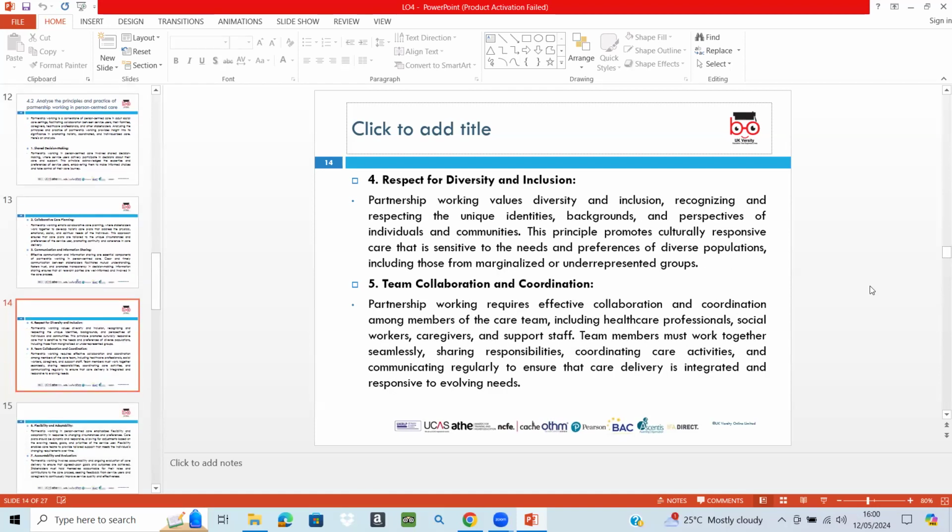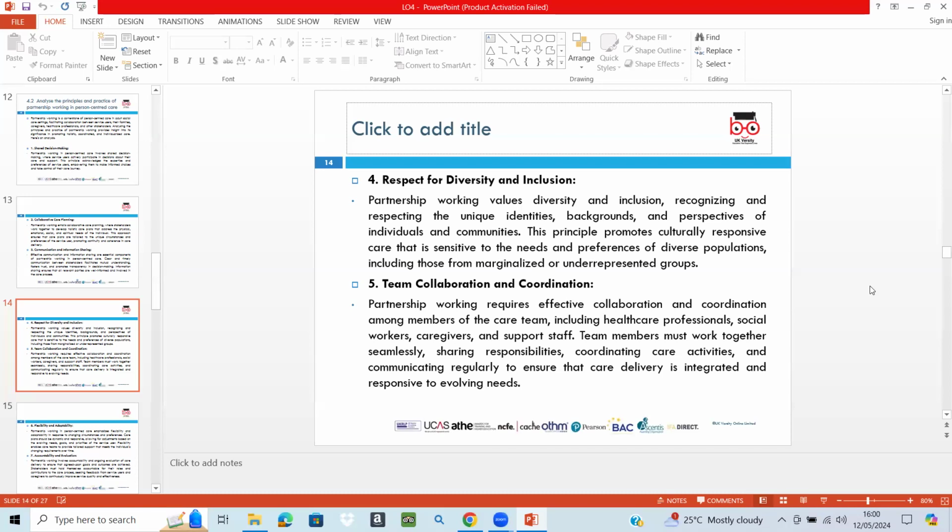And we have respect for diversity and inclusion, team collaboration, and coordination. Right. So, in partnership working, valuing diversity and promoting inclusion are essential principles that contribute to culturally competent and person-centered care.